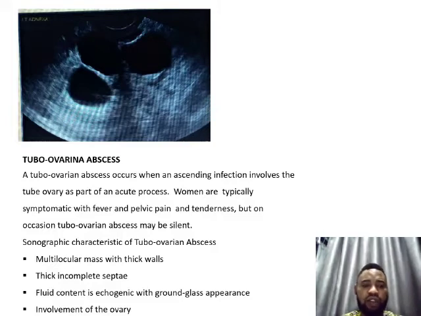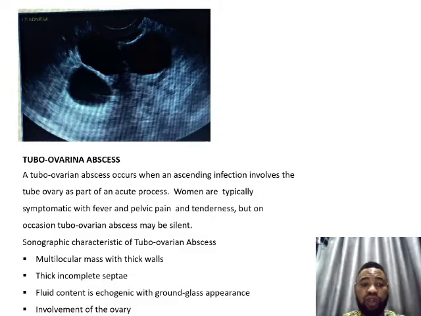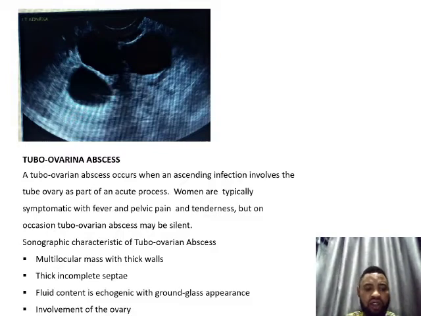Tubo-ovarian abscess. A tubo-ovarian abscess occurs when an ascending infection involves the tube and ovary as part of an acute process. Women are typically symptomatic with fever, pelvic pain and tenderness, but on occasion a tubo-ovarian abscess may be silent. Sonographic characteristics of tubo-ovarian abscess are as follows. The first is a multilocular mass with thick walls and thick incomplete septa, fluid content that is echogenic with a ground glass appearance, and involvement of the ovary.